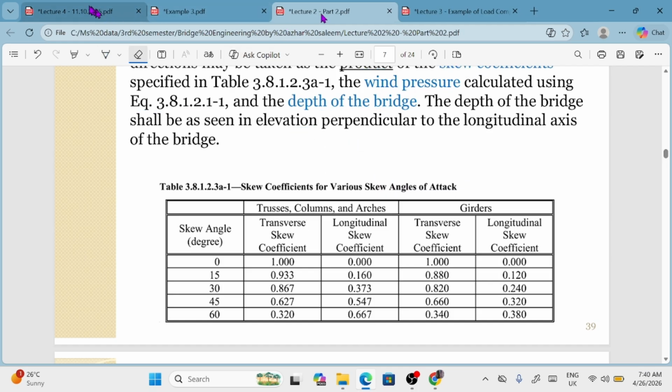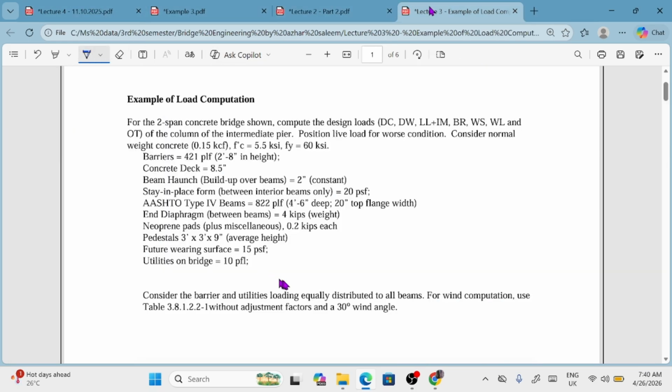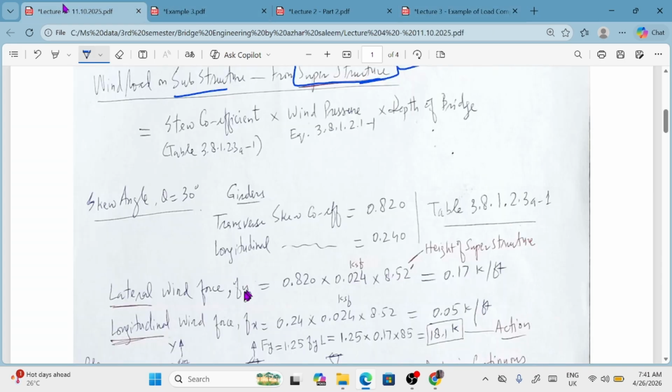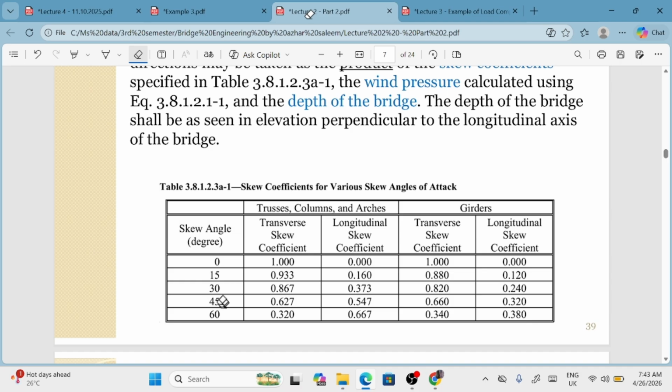Now we will calculate the load on the superstructure. In this question, the wind strikes the bridge at an angle of 30 degrees, so the skew angle is 30 degrees. Our skew coefficient comes from this table. For a skew angle of 30 degrees, the transverse skew coefficient is 0.867, but that is for column.